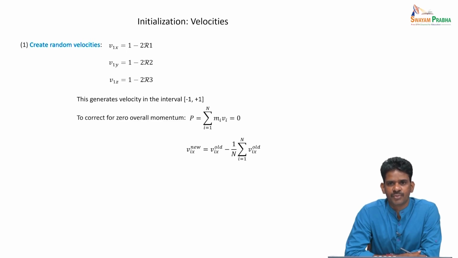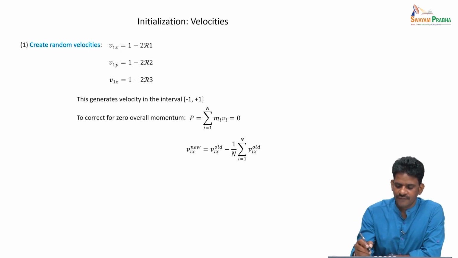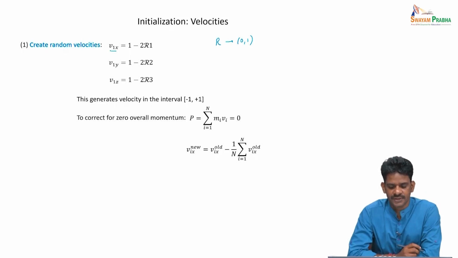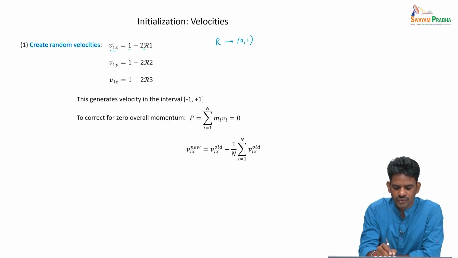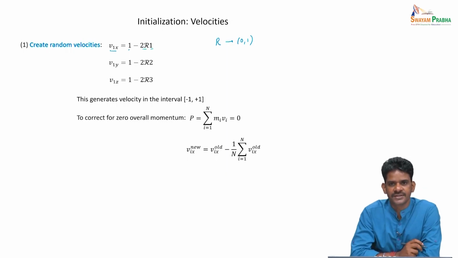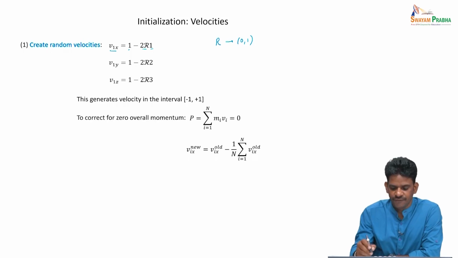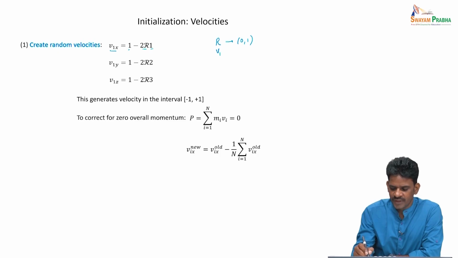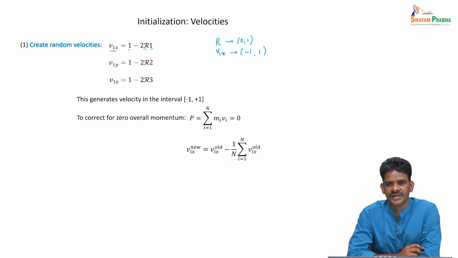The simplest approach is randomly assigning velocities. To do this, we take random numbers r in the interval 0 to 1 and assign the first particle's x component of the velocity as 1 minus 2 times r1. The reason is that since r goes from 0 to 1, this linear transformation makes v1x go in the limit of minus 1 to plus 1. So, the velocity can be either positive or negative in the interval of minus 1 to plus 1.